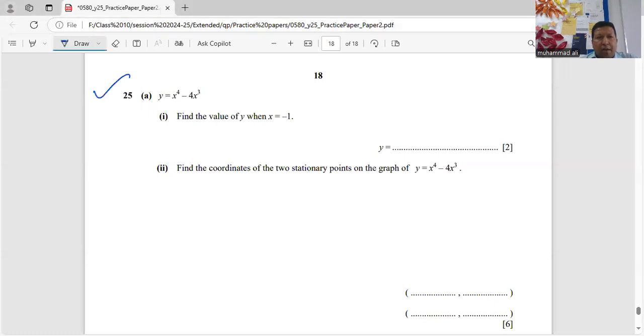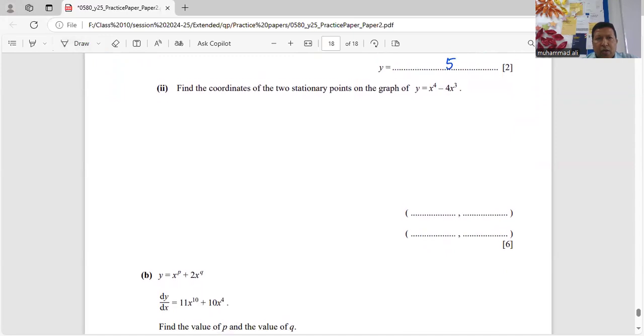Question number 25. y equals x to the power 4 minus 4x cubed. Find the value of y when x equals minus 1. So we have to put x equals minus 1 here: minus 1 to the power 4, minus 4 times minus 1 to the power cube. So it will be 1 minus 4 multiplied by minus 1, 1 plus 4, that means 5. It will be plus 5.